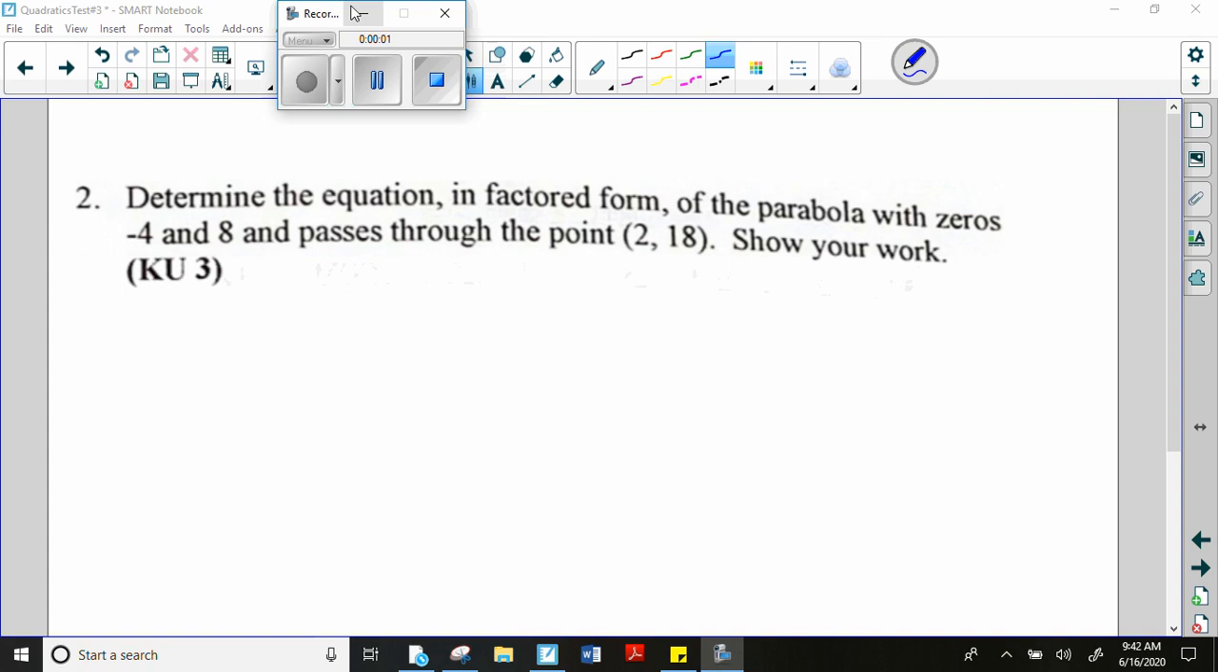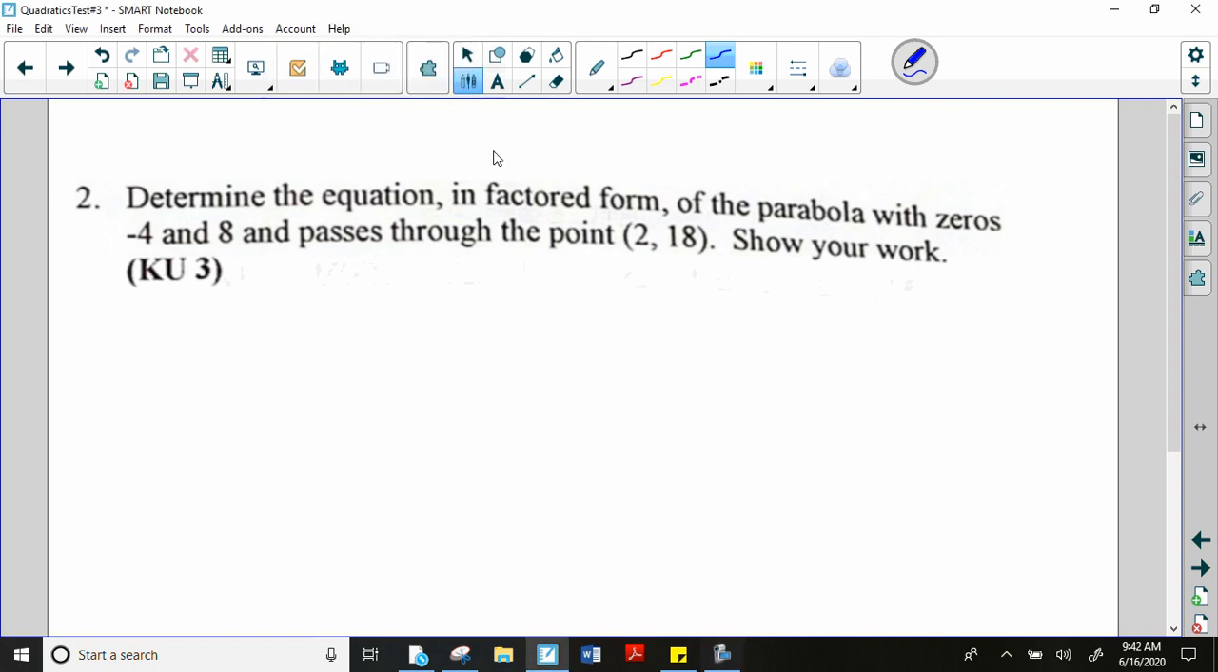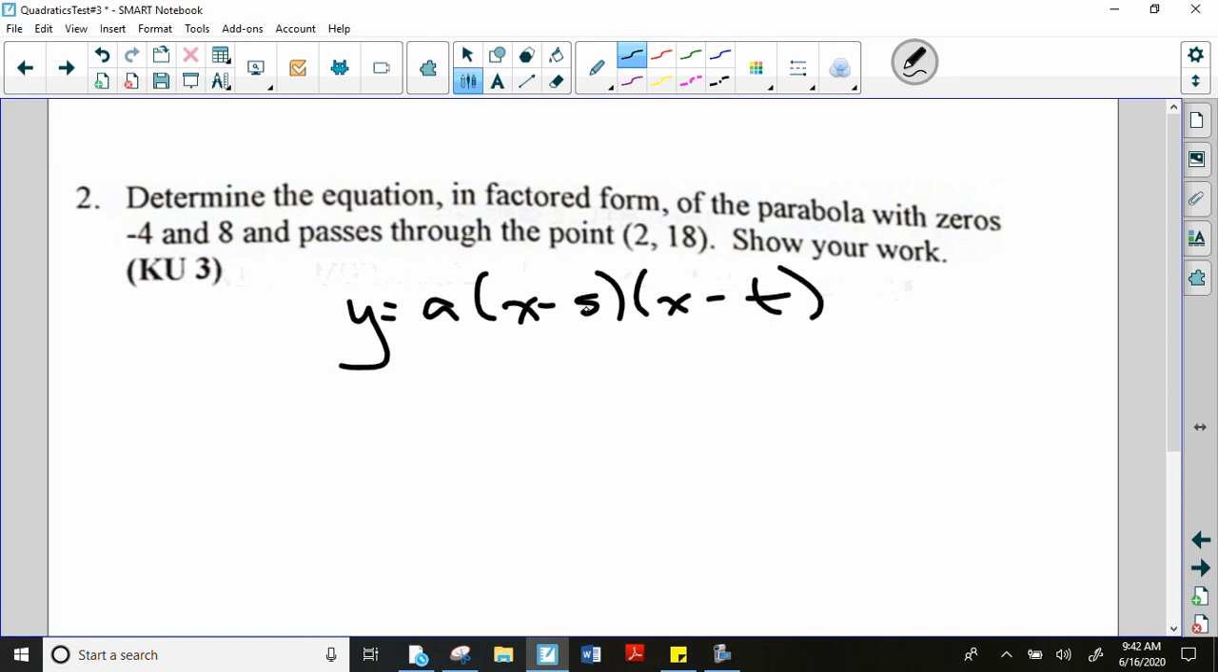So this question wants to use the same understanding of your zeros to create an equation and then find all of the pieces for it. So if we have our factored form of an equation, depending on what your teacher taught you, a(x - s), we use x minus t. We use s and t. Some people use t and r. Some people use s and r. It doesn't matter. That's what we use at LaSalle. It changes from teacher to teacher, truthfully. This is our factored form of equation.